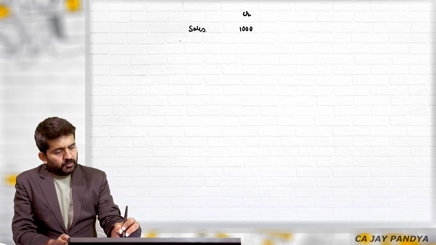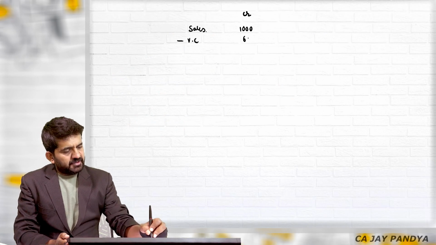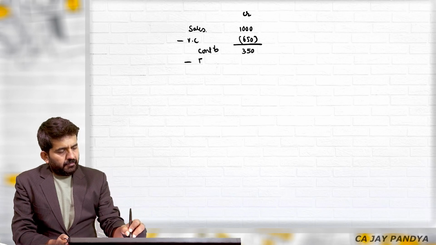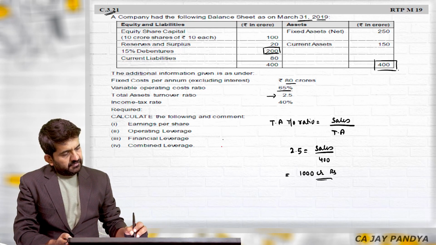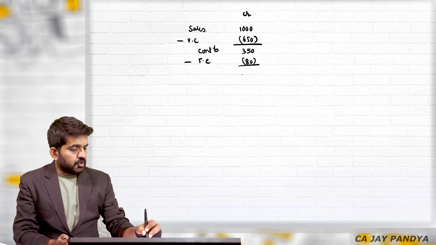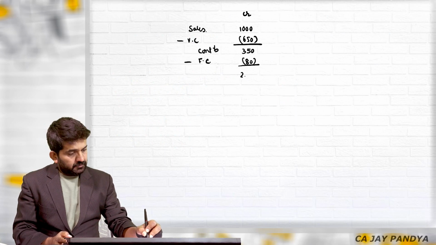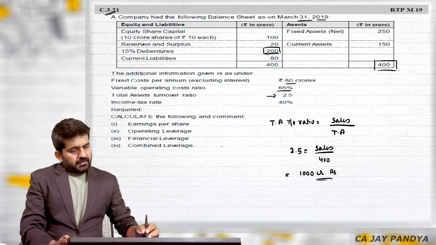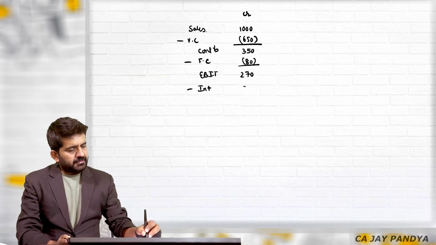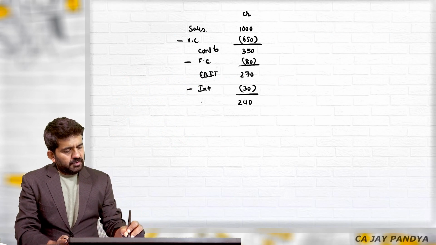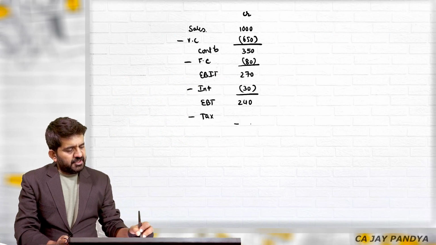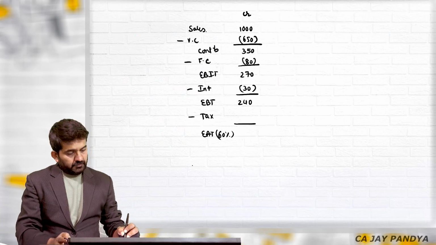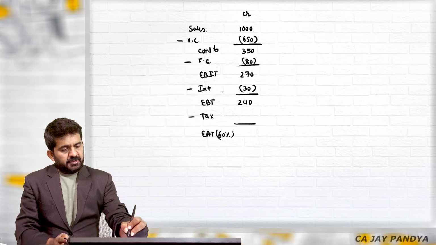Sales is 1000 in crores minus variable cost 65%, which is 650. Remaining will be 350, which is contribution, minus fixed cost 80 crores. This will be 270, which is EBIT or operating profit, minus interest will be 30 crores, 200 into 15%. This is 240 crores, which will be EBT, minus taxation. I will be getting EAT. Tax rate is 40%, so after tax will be 60%. 240 into 60% is 144.